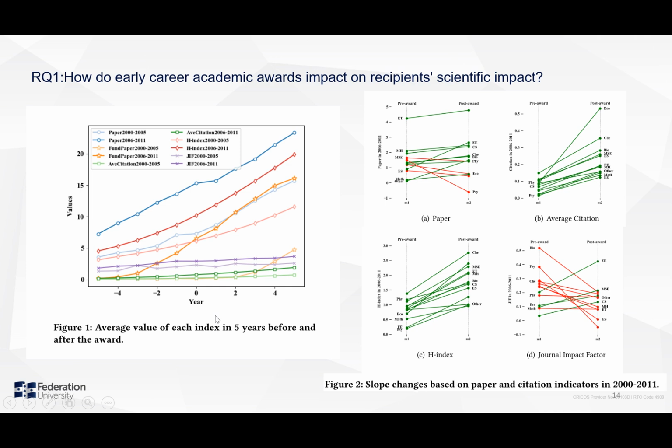It can also be seen from the figure that besides the average citation and the journal impact factor, the number of papers, first papers, and the H index of scholars have increased significantly after receiving awards. Here, Figure 2 shows the changes in the slope. This is obtained by fitting the index value before and after awards. So here, the value in the left line refers to M1 and the right line represents M2. Here the scholars are divided by research fields and the green or red lines refer to an increasing or declining trend.